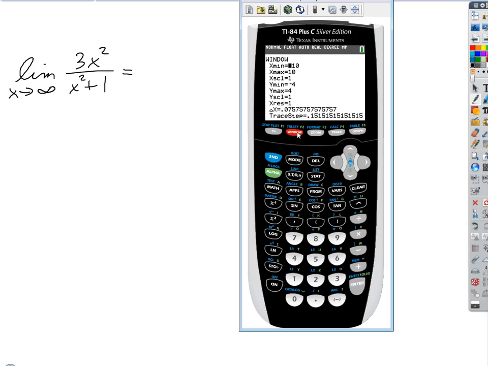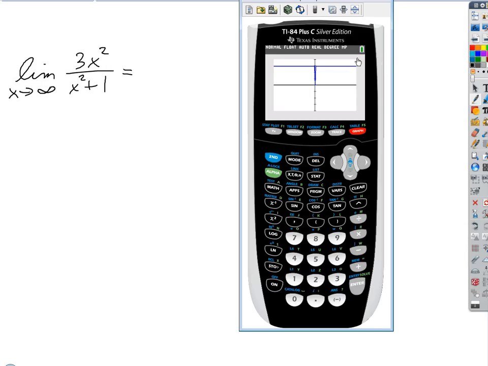So how about if we go from -1,000 to positive 1,000? And it looks pretty much like the line flattens out. What does it seem to be approaching? A y value of 3. Does it seem to be approaching a y value of 3 as I go out here?